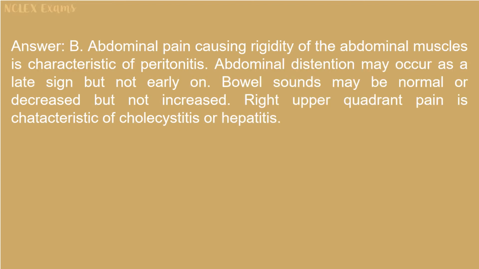Answer B. Abdominal pain causing rigidity of the abdominal muscles is characteristic of peritonitis. Abdominal distension may occur as a late sign but not early on. Bowel sounds may be normal or decreased but not increased. Right upper quadrant pain is characteristic of cholecystitis or hepatitis.